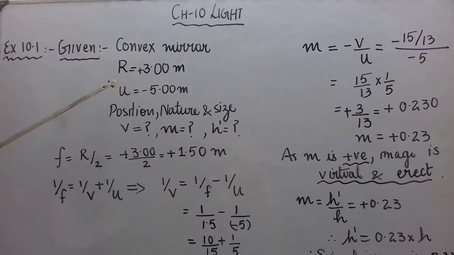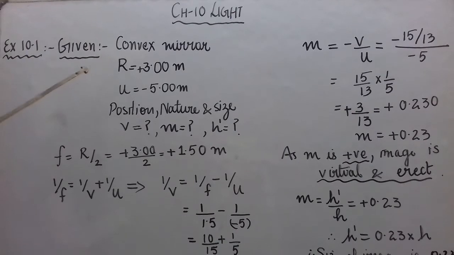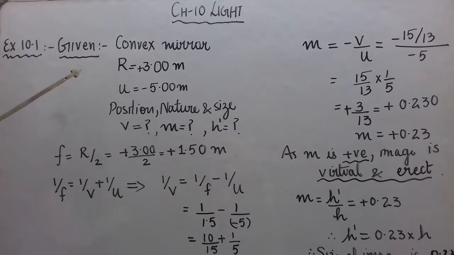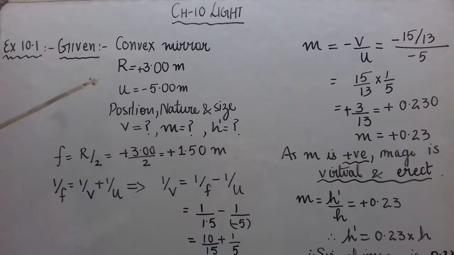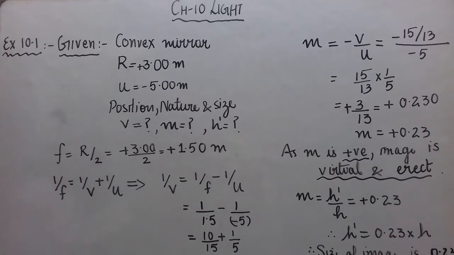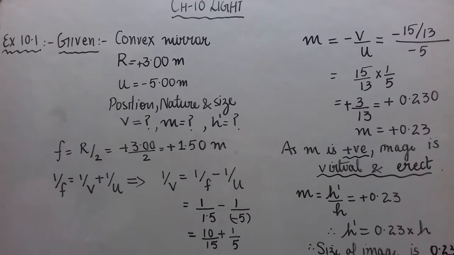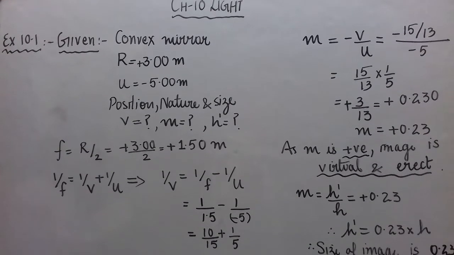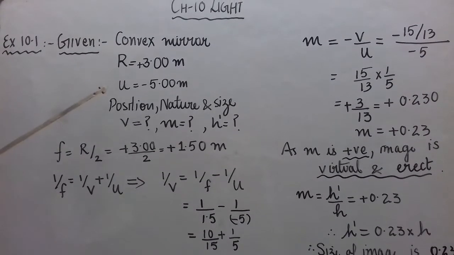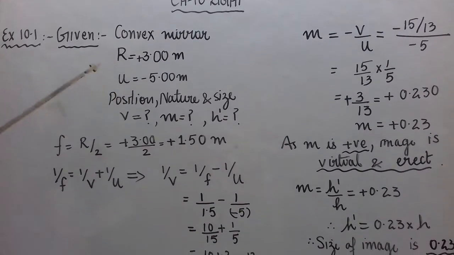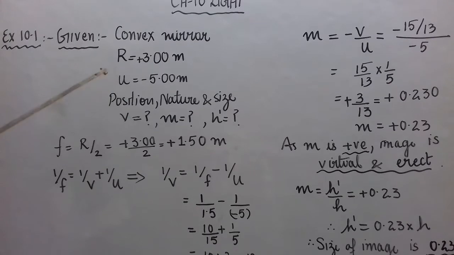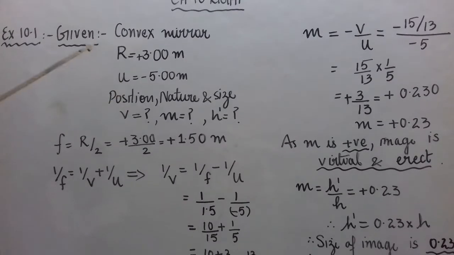I have put the plus sign because it is a convex mirror for which radius of curvature and also the focal length is positive. If a bus is located at 5.00 meter from this mirror, so bus is an object here. So object distance U is minus 5.00 meters because as per sign convention U has to be taken as negative and here R is positive.